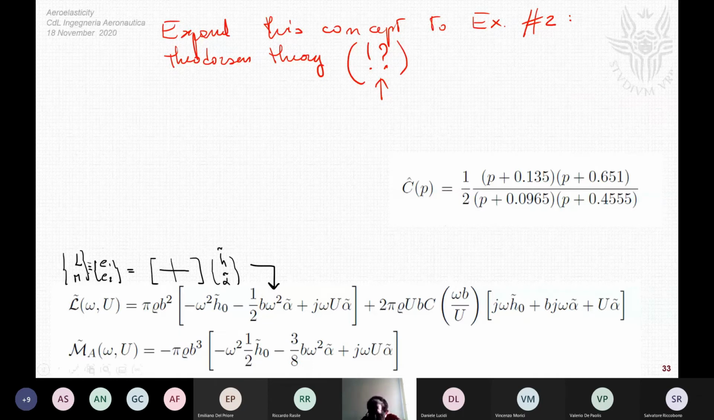Okay. Now, what's the problem? The problem is the following. We have this complicated function. We have an analytic function, quadratic in the frequency. We have omega squared, we have omega, but we have also this evil quantity. This evil quantity is depending on the reduced frequency.